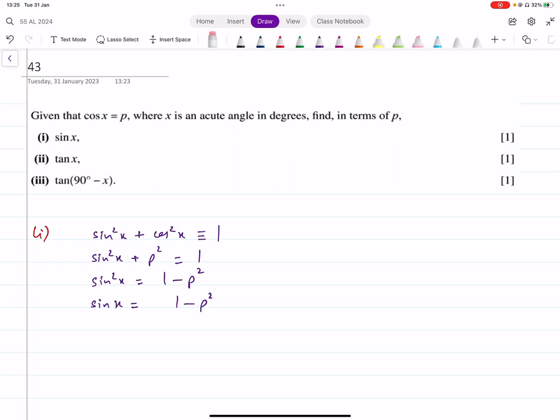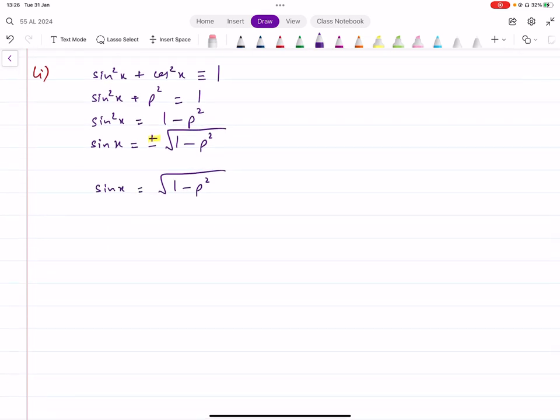But be careful here, whenever you take a square root you also have plus minus. So now you need to decide whether you put the plus sign or the minus sign there. How are you going to figure that out? In the question it says it's an acute angle. What does acute angle mean? Which quadrant is it? It's the first quadrant. What do you know about sine in the first quadrant? Is it positive or negative? It's positive, so you only consider the positive value here, and sine of x equals square root of 1 minus p square. Make sense? Any problem with this?